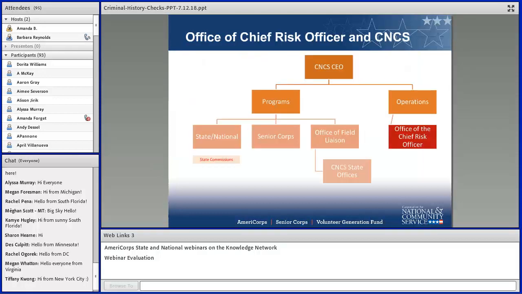So I am not a state and national program officer. I don't work with AmeriCorps. I actually work under the Office of the Chief Risk Officer. This is just a brief, very simple org chart up on the screen. I basically just show this to emphasize that while I'm not a program officer, we do work very closely with program officers. So if you have a very specific program question, I may not be able to answer it, but we'll have people here in the room who can help you. If you have criminal history check questions, we can definitely go at it.